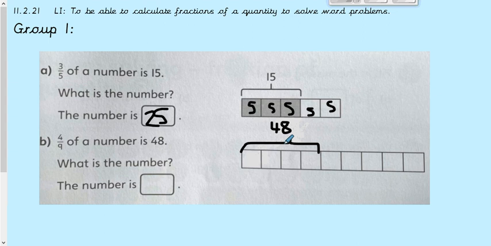So 48 divided by 4 is 12. So each of these parts is worth 12, or 1/9 is 12.